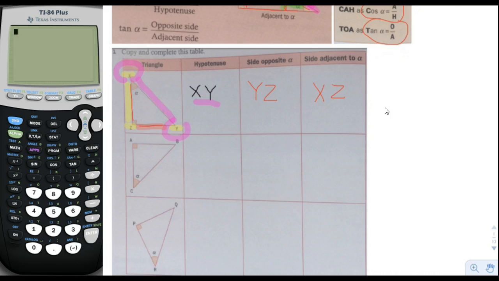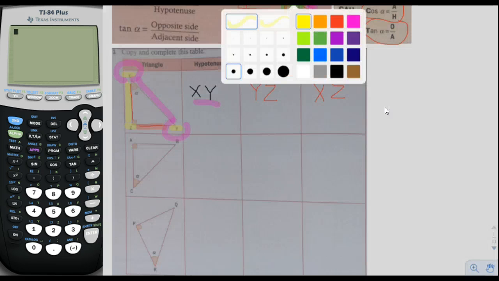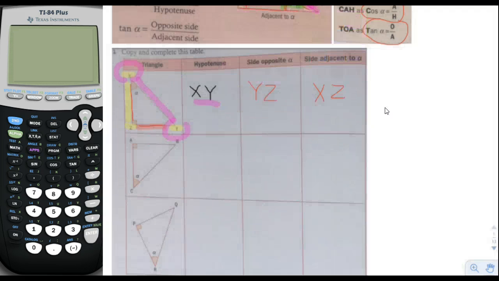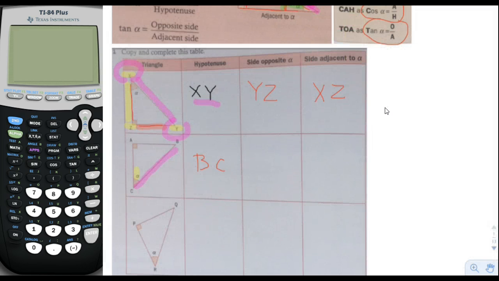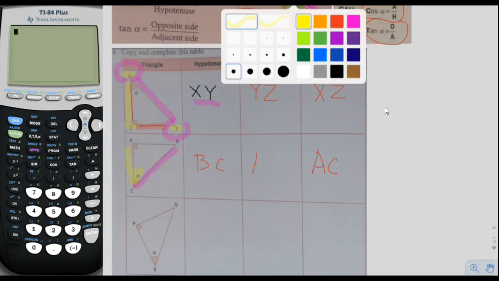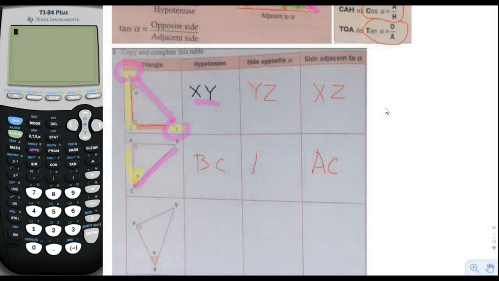Now let's look at this next triangle. So we have the hypotenuse, we're going to mark it pink, and it's the diagonal one, right? So that's BC. And then let's see, the angle we're looking at here is this angle alpha. The adjacent leg would be the leg that's next to it, so that would be AC. And then the remaining side, which is opposite to the angle, is AB.